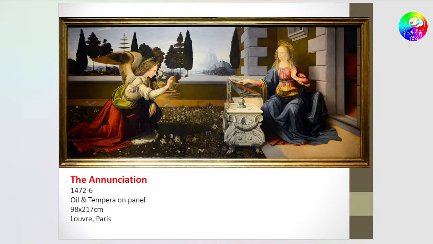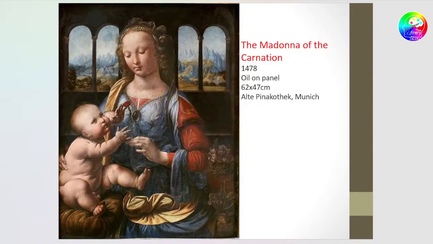And we don't really know much about the commission for this or its early history. It's quite obscure. It's a lovely painting though, isn't it? Great use of perspective and depth. Here we've got the Madonna of the Carnation, painted in 1478, which is an oil on panel.